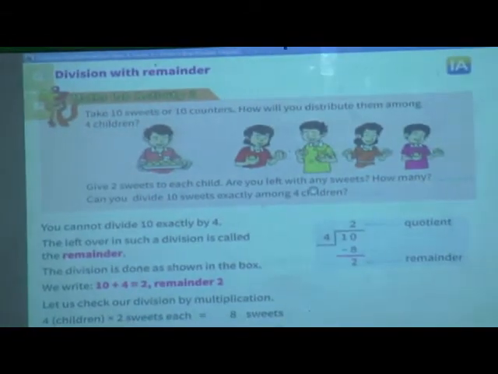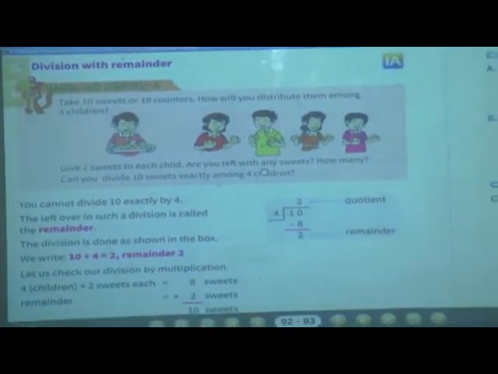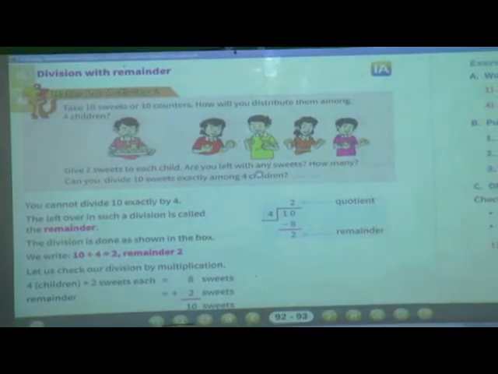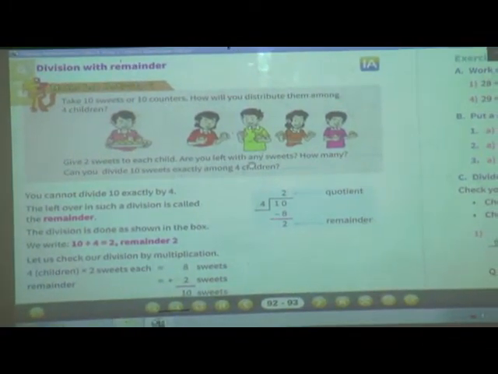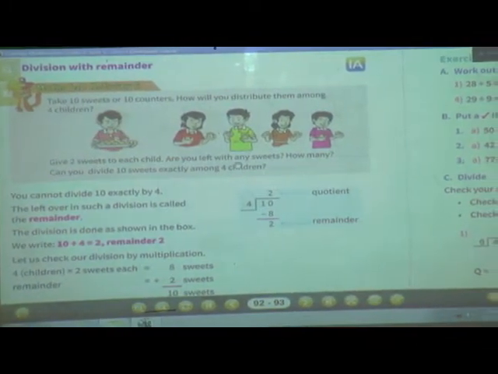Dear students, in our last session we have completed exercise 6.4. Now today we are going to see division with remainder. So open your textbook page number 92 and keep it in front of you. Now look at the board. Division with remainder. How to solve this type of division example?